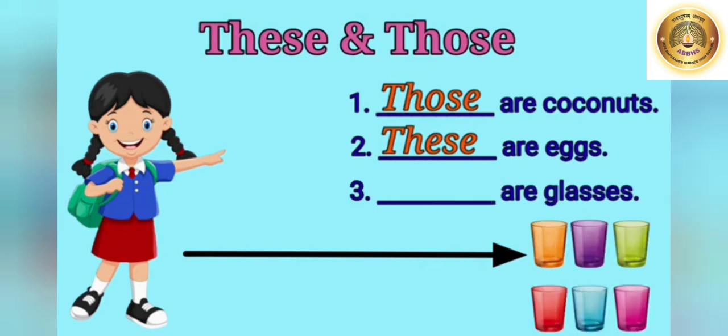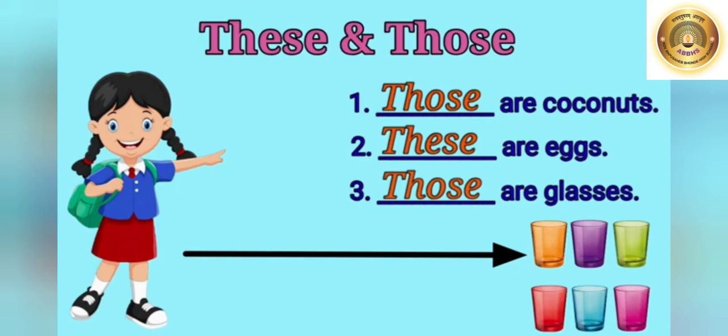Number 3. Dash are glasses. Are the glasses near to me? No, they are far away. Right. So, what shall we use? Yes, that's right. Those are glasses.